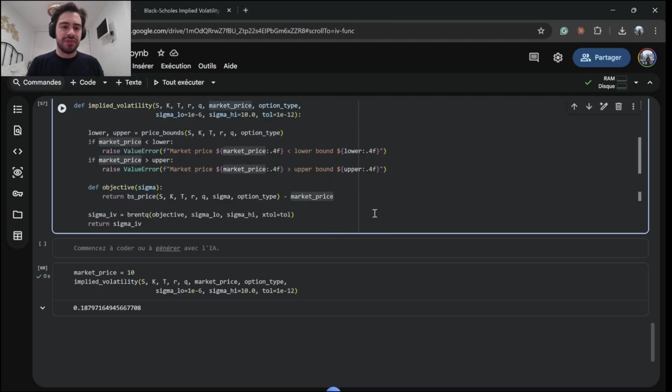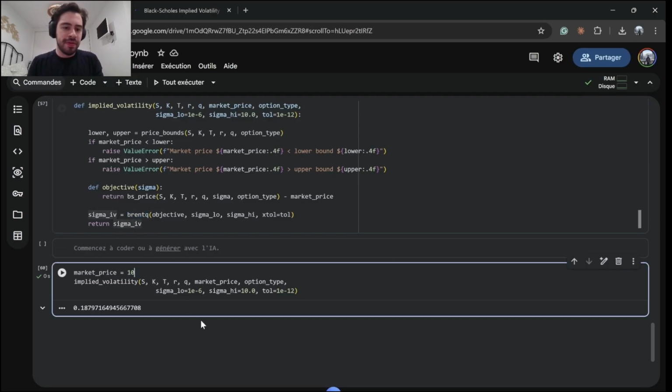minus the market price. And the sigma, this is basically the variable in which I derive the implied volatility from the market price. This is what it returns to me. So I'm going to give some examples. If I get the market price of 10 and all the other assumptions, the inputs we had here, what is going to be the implied volatility? Well, it's going to be 0.18. If I have 8 of market price, boom, 0.13.